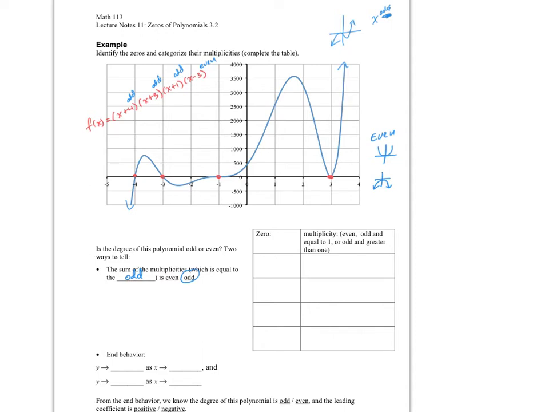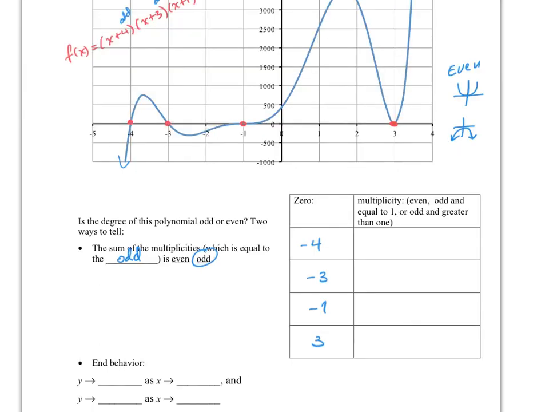So now let's see the values. So the zeros we said were... sorry, -4, -3, -1, and 3. Alright, so -4, as you can see from here, is odd and equal to 1. So that will be the multiplicity, odd and equal to 1.